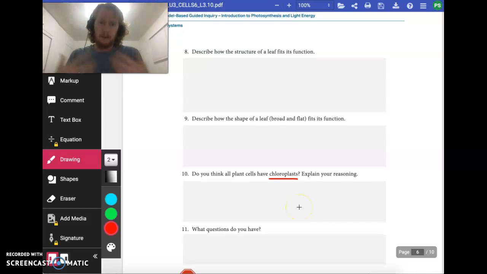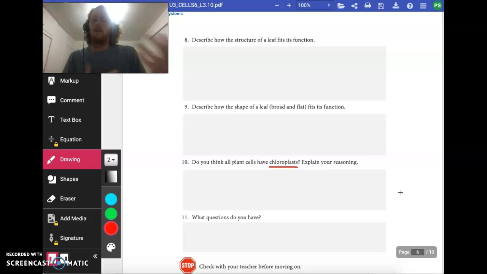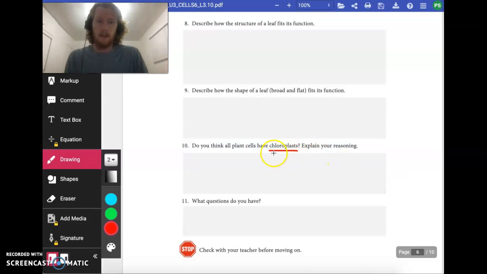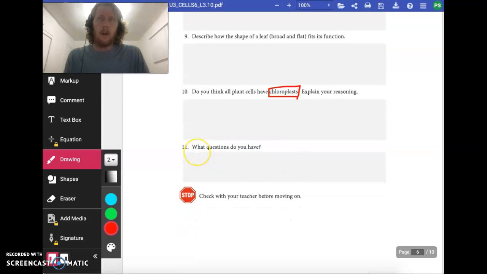So all plants have cells that don't do photosynthesis, right? Meaning if they don't do photosynthesis, they don't have chloroplasts. But all plants have some cells that do have chloroplasts.